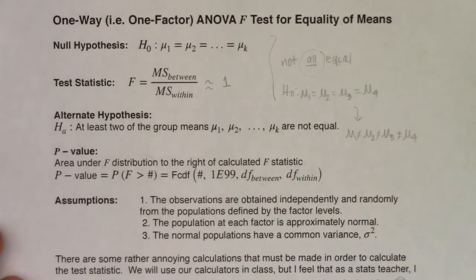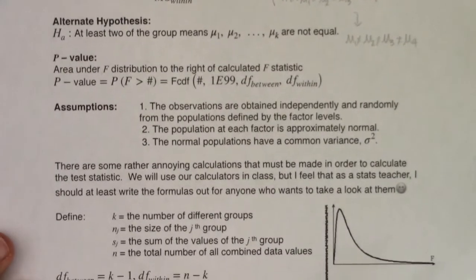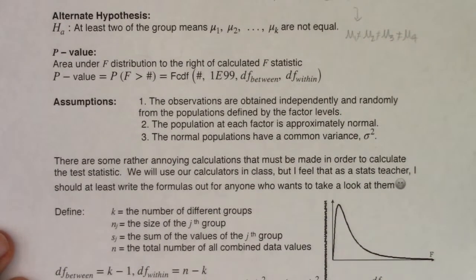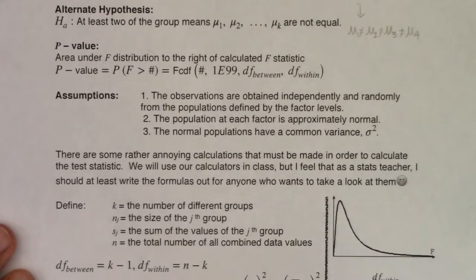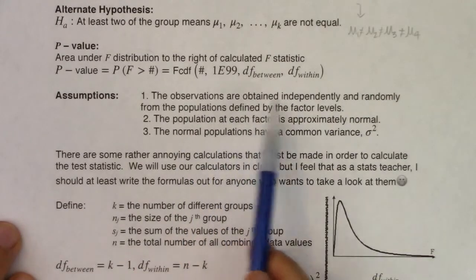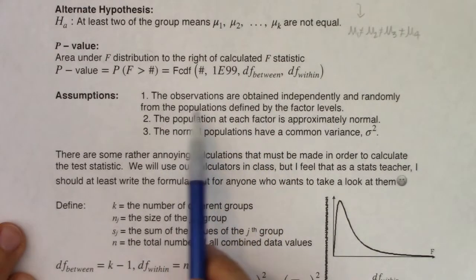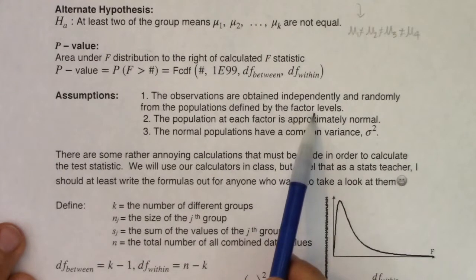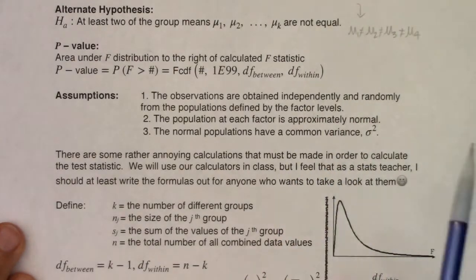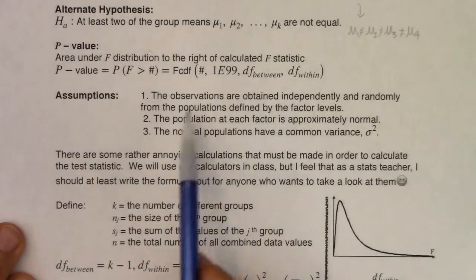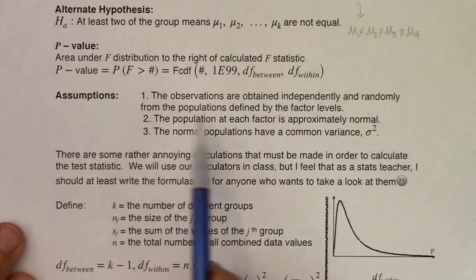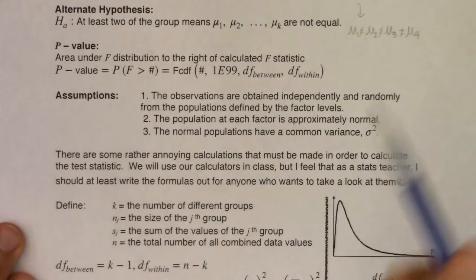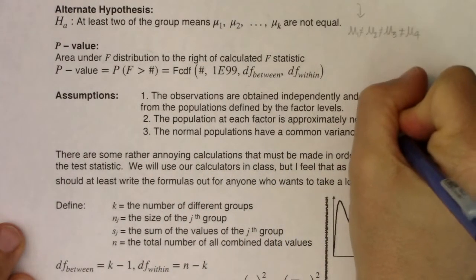Now for assumptions, let me scooch this up. We have some assumptions in view. The observations are obtained independently and randomly from populations defined by the factor levels. So we need independent random samples. The population at each factor level is approximately normal. Here's our deal breaker.